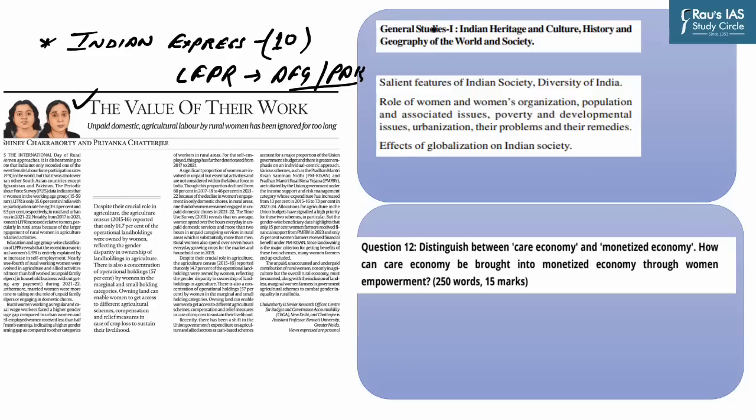If we look into the General Studies Paper 1 syllabus, the role of women and women organizations has been mentioned. Apart from this, GS Paper 2 talks about social justice and vulnerable sections of the population, which includes women. If you look into the previous year UPSC questions, in 2023 itself, UPSC asked a 15 marker question which says: distinguish between care economy and monetized economy. How can care economy be brought into monetized economy through women empowerment?